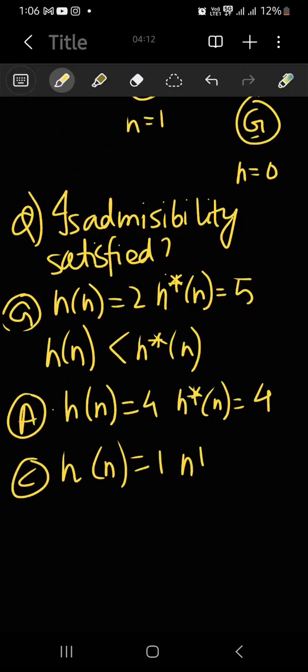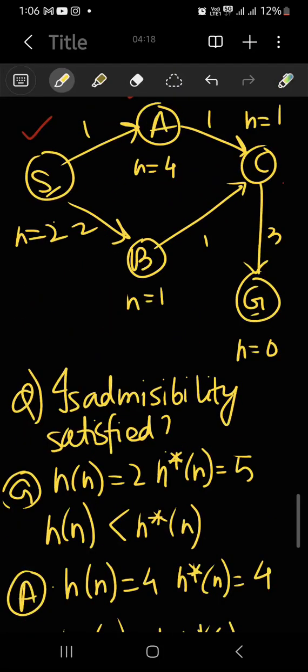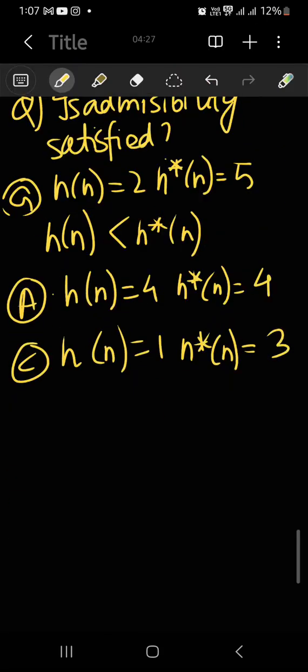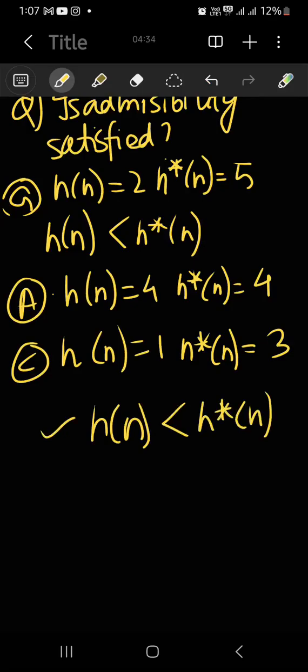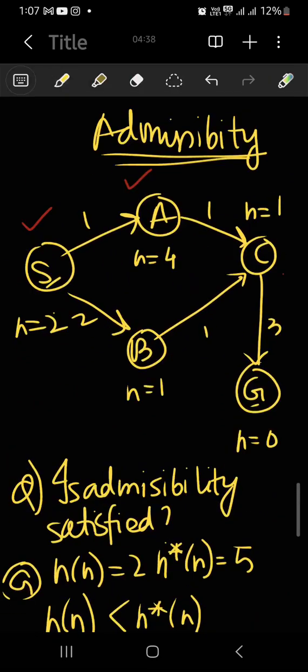Now we need to see the actual cost of going from C to the goal vertex. So here we can see that the actual cost of going from C to the goal vertex G is nothing but 3, right? So H star of n is 3. So here also we can see that the estimated cost is less than the actual cost. So here also the admissibility constraint is satisfied. So I will be putting a tick mark over here also, as it is also satisfying.